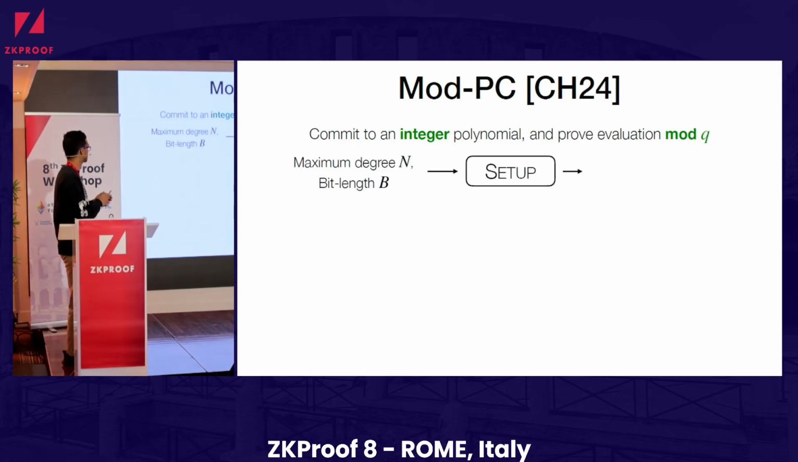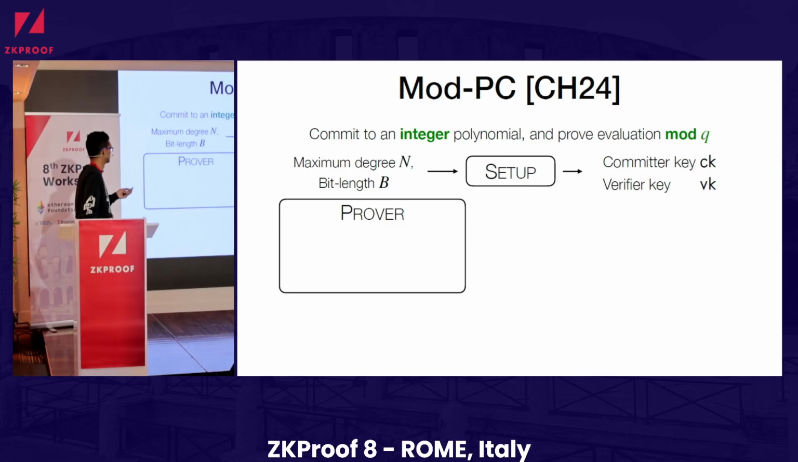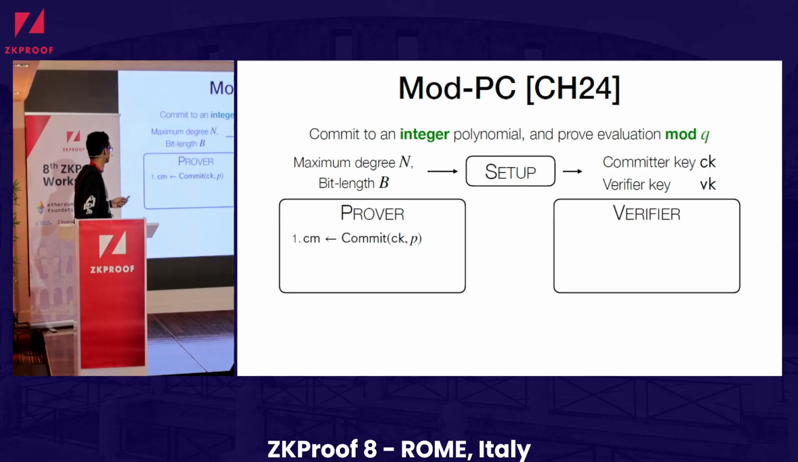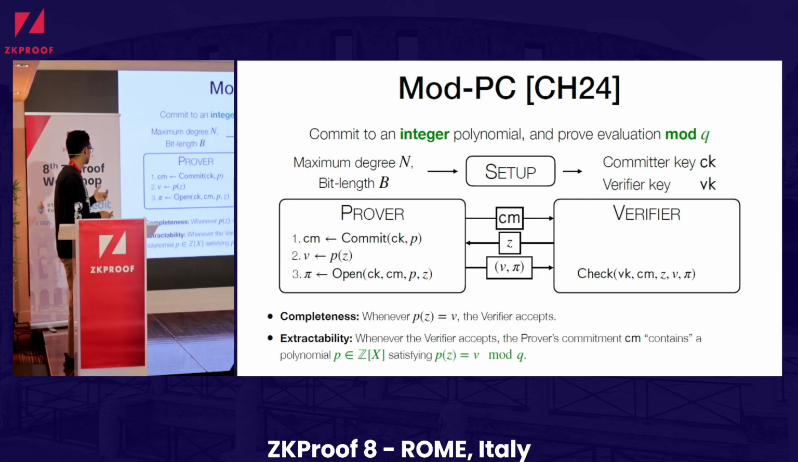And the setup is now going to care about 2 things, not just the degree, as usual, but you also care about the bit length of your integer witness. Maybe your coefficients are really large, so your setup will sort of depend on that. And you have a committer key, a verifier key, and then you have the same thing as usual. You have prover verifiers, the prover commits, the verifier sends an opening point, and then the prover is going to evaluate, produce a proof, and the verifier can check it, right? And completeness and extractability are standard. It's just that now you need to extract an integer polynomial, not just a polynomial over a field.